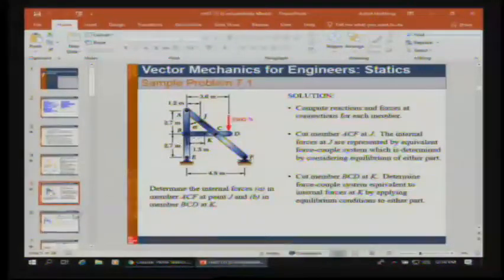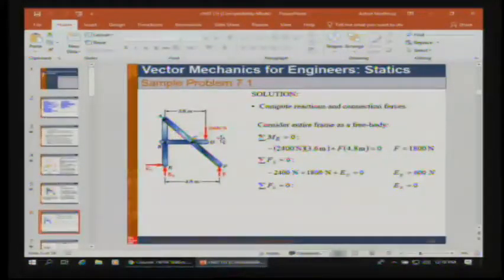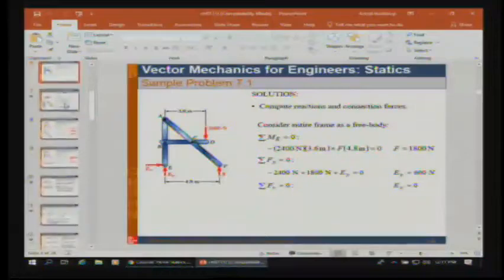And so we're going to do that external statics first. 2400 reaction forces F. We're going to sum moments about E. And that gives us the reaction force here at F. And then we do summation of forces in the Y direction and summation of forces in the X direction to find E sub X and E sub Y. All right, now after we do that, we're going to look at this internally.